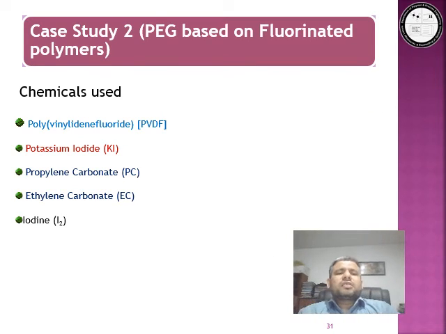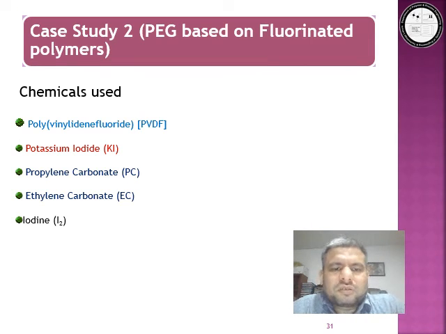Similarly, there's a case study too. We also developed polymer gel electrolytes using fluorinated polymers. These polymers have advantages over other polymers as they show strong degradation resistance against ultraviolet light. So the most commonly used fluorinated polymer is PVDF, or polyvinylidene fluoride.